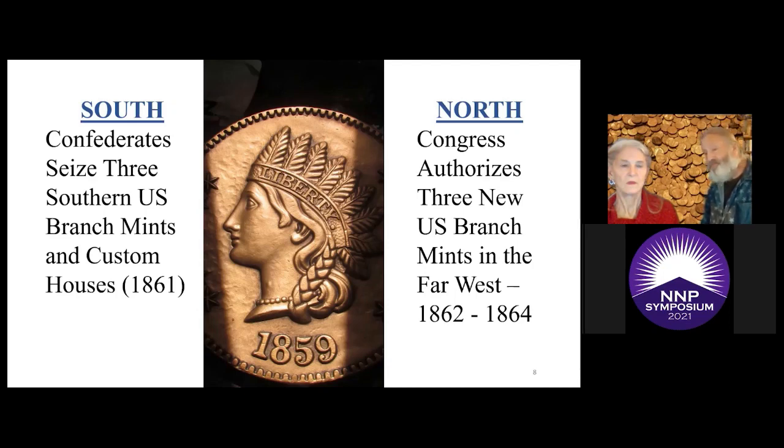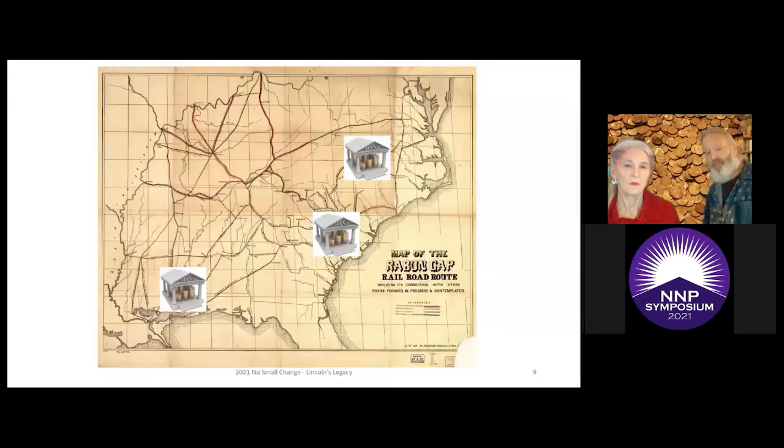Now, not related to that blow, per se, but the North did have a way to compensate for this loss. They couldn't do it directly during the war, but it's important to note that Abe Lincoln did authorize, Congress authorized, he approved three new branch mints. 1862 was Denver, 1863 Carson City, and 1864 a little known spot called the Dalles, Oregon. So we'll start in the South.